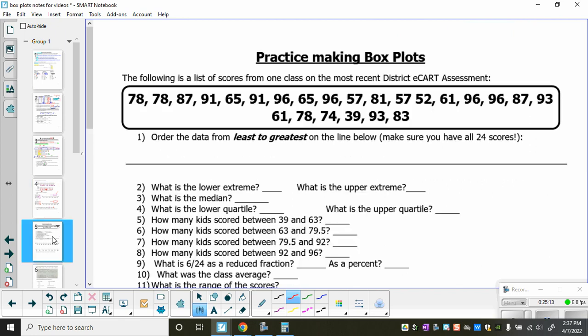All right, now what you're going to do after this is, on this page, practice making a box plot on your own. And then after you get done in the packet, there's going to be some work posted online for you. But that concludes this video. Thank you for watching.